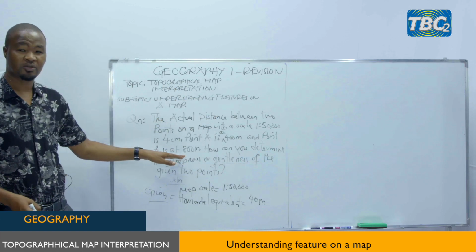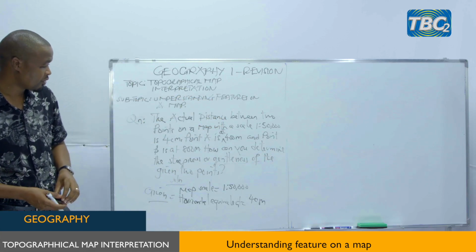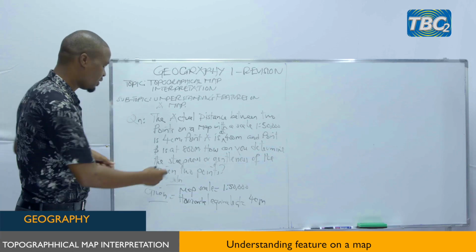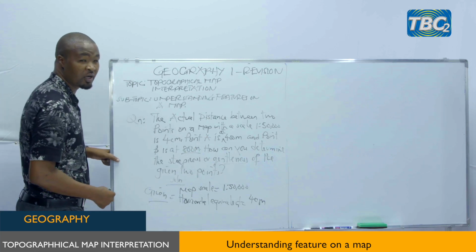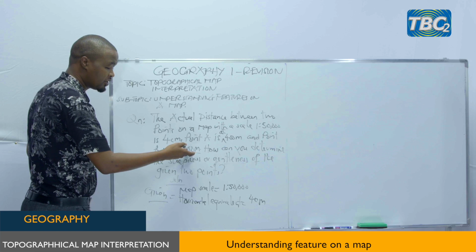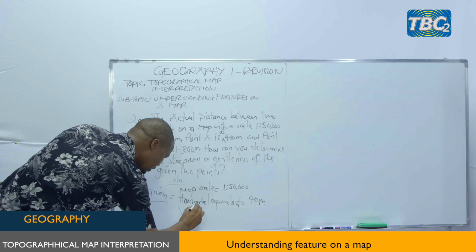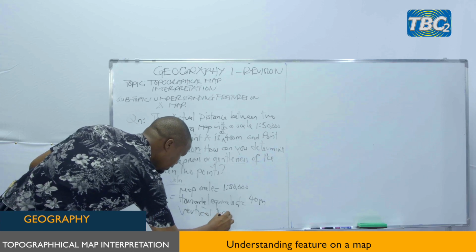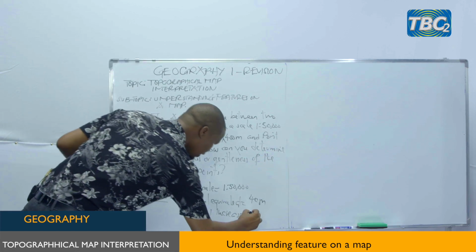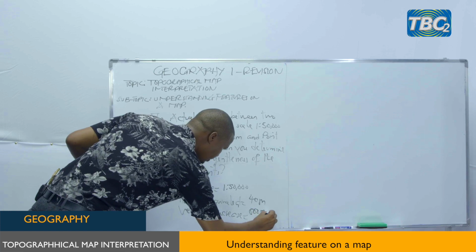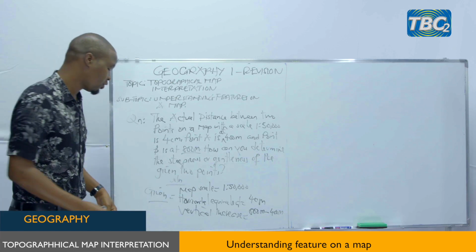Then we were told that point A is at 400 meters altitude and point B is at 800 meters altitude. By using these 400 and 800 meters, we can find the vertical increase. The vertical increase is the highest contour minus the lowest contour, so 800 meters minus 400 meters. From there, we can find the gradient.